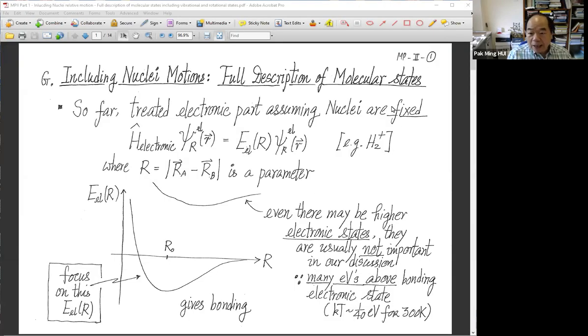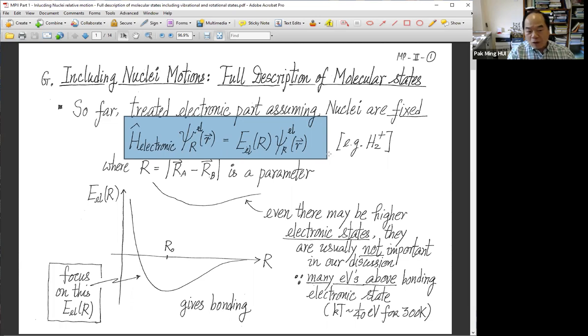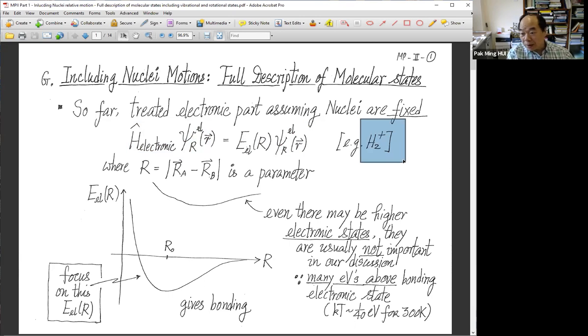So this is the first page of this part of the notes. At the moment, so far we have understood how bonding forms. We solved this electronic part of the whole molecular problem. In particular, we used the H2 plus as a more detailed example, in which we also introduced LCAO-MO, linear combination of atomic orbitals giving us molecular orbitals.